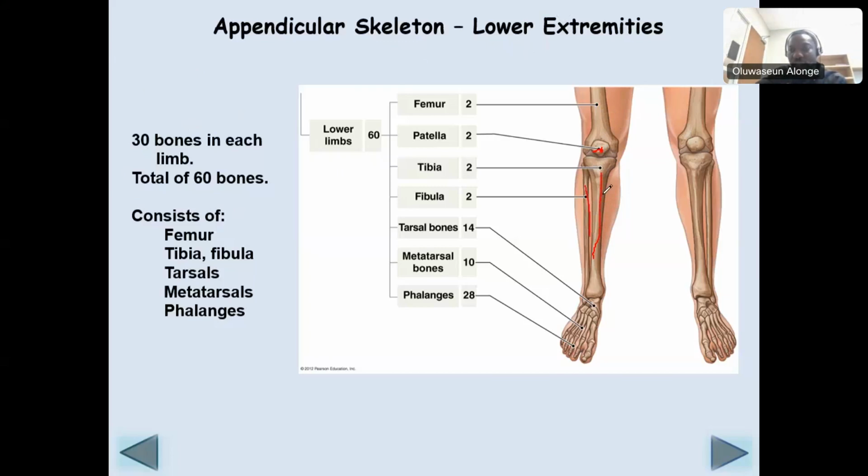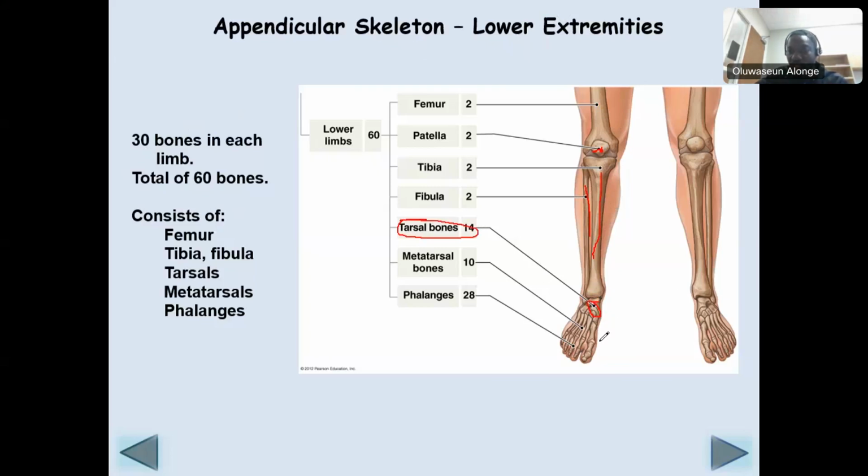The tibia is medially located, so I call it thick tibia because it's thicker, and that helps us to know the difference. And then I call this fibula. So you say thick tibia, fibula. Then we have the tarsal bones here. Instead of carpal bones, the bones of the ankle we call tarsal bones. There are 7 of them each, so there are 14 in total.